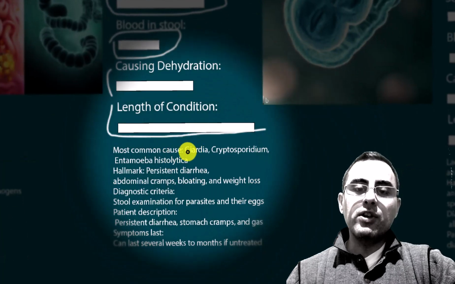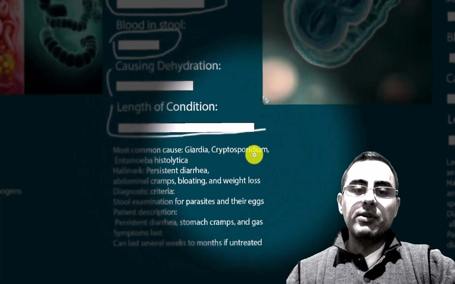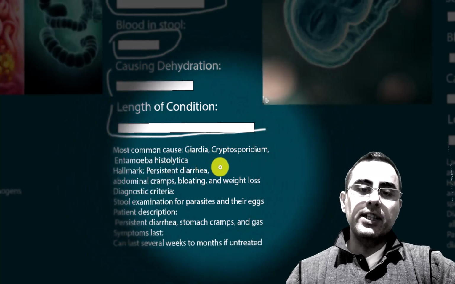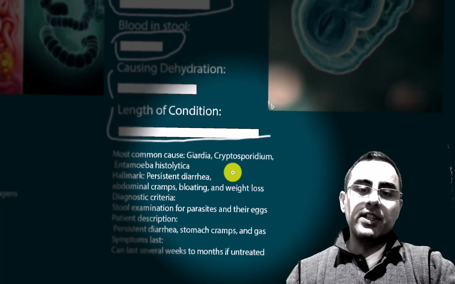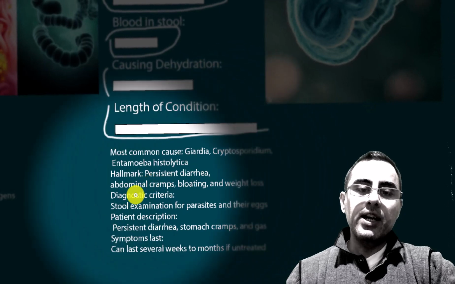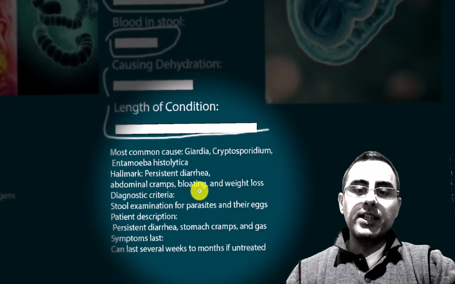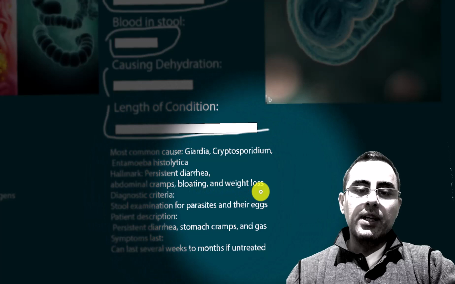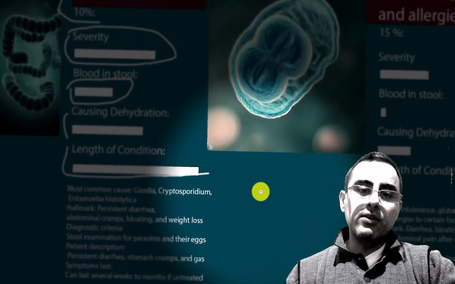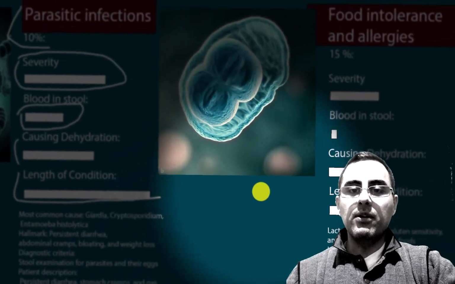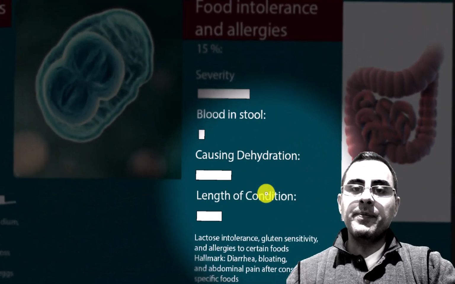The most common causes are Giardia, Cryptosporidium, and Entamoeba histolytica. The hallmark of the disease is persistent diarrhea, abdominal cramps, bloating, and weight loss. Diagnosis is stool examination for parasites or their eggs.